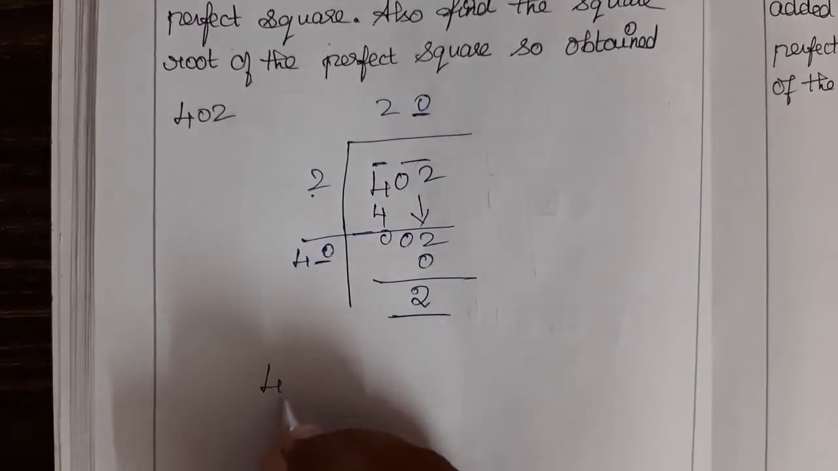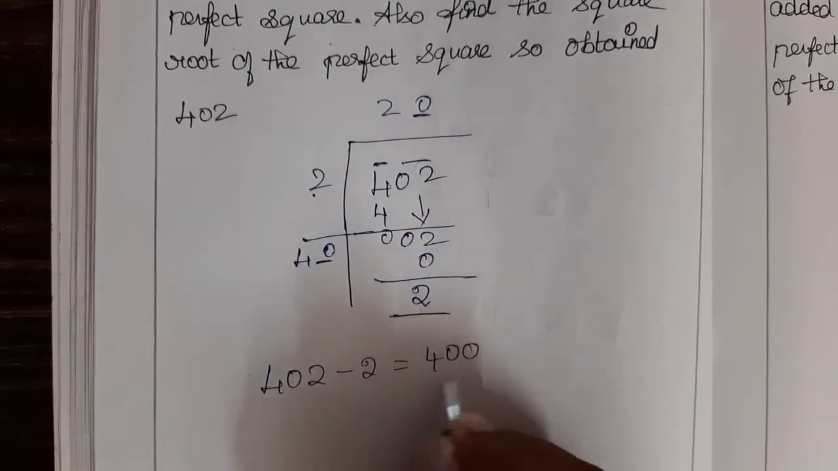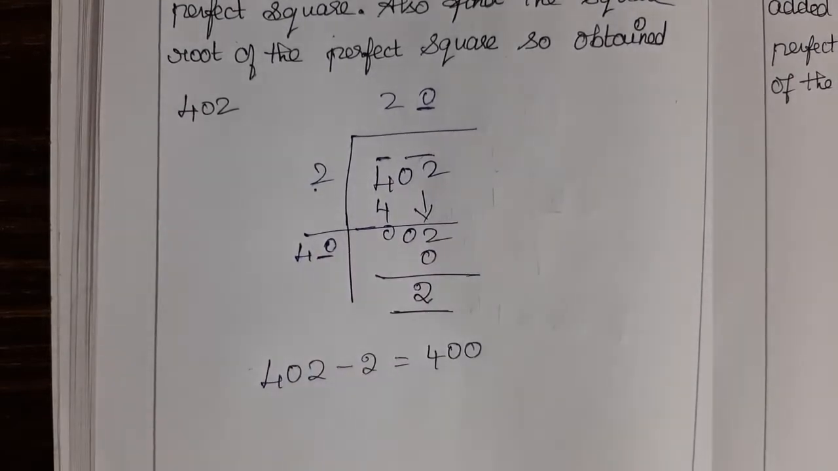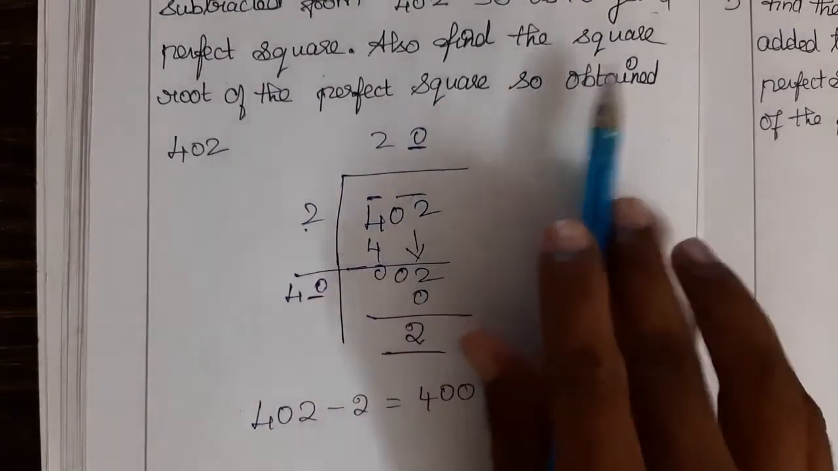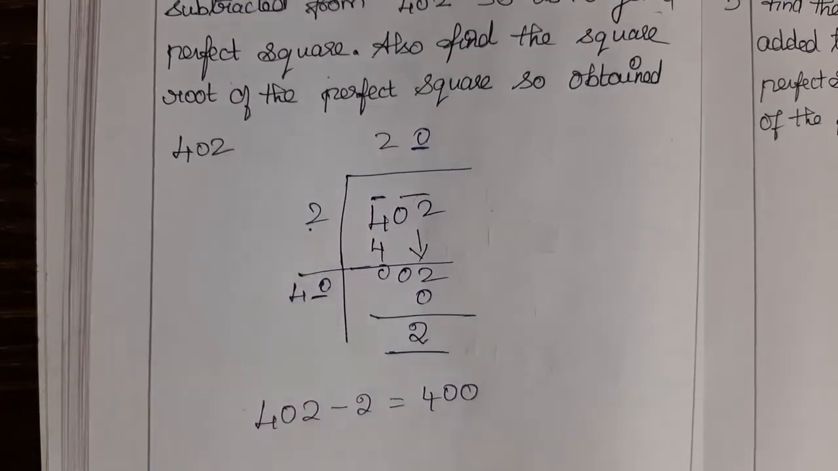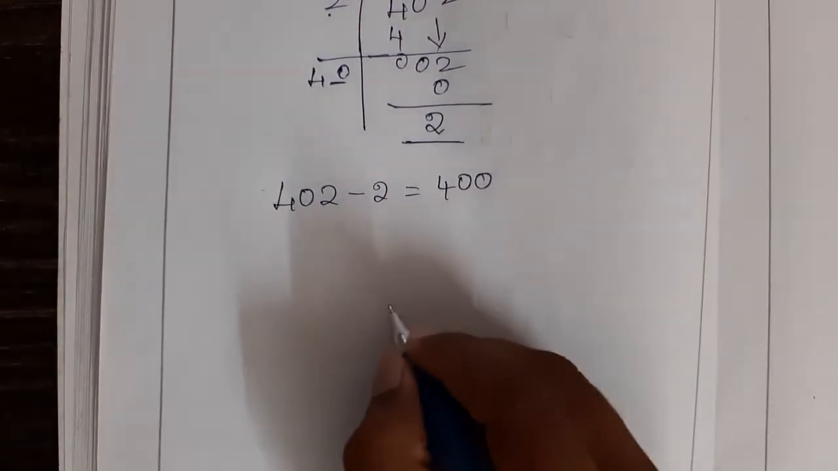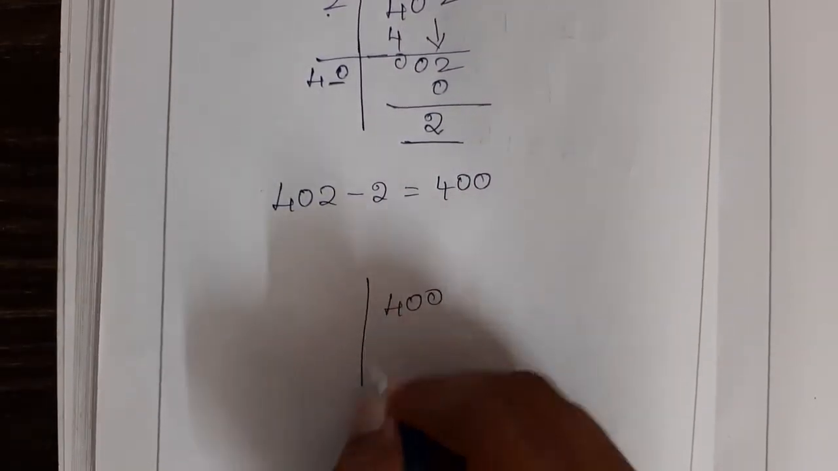So subtract 2 from the 402, we will be getting 400. Now the 400 will be the perfect square. They should also find the square root of the perfect square. So we obtain the perfect square is 400, and we have to obtain the square root of the 400 also. So square root of the 400.